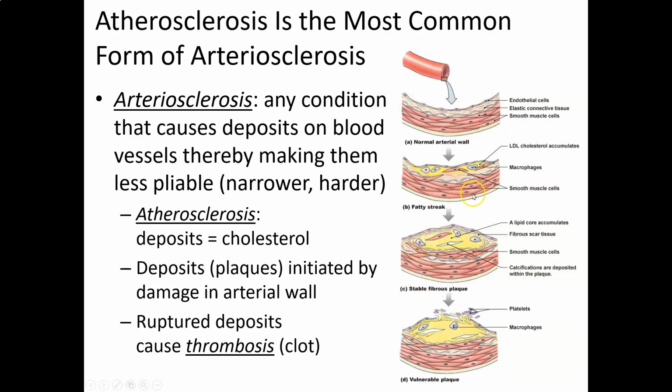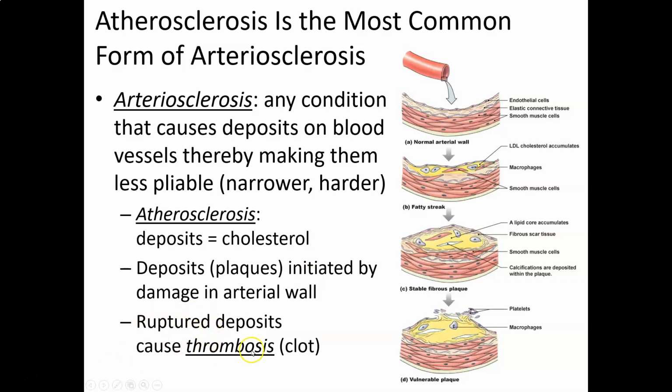One of the things that often confuses students a little bit is the difference between what's called arterial sclerosis and atherosclerosis. Technically, arterial sclerosis is any condition that's caused by deposits on the blood vessels, making them harder or less pliable. Okay? And most people assume that to be atherosclerosis. Atherosclerosis is specifically when those deposits are made from cholesterol. So that plaque is deposited on the arterial wall by cholesterol, and that causes problems.